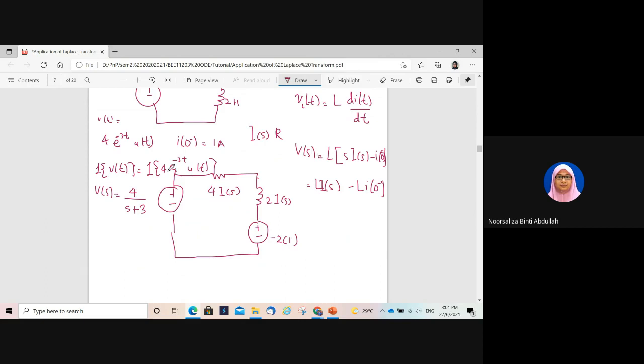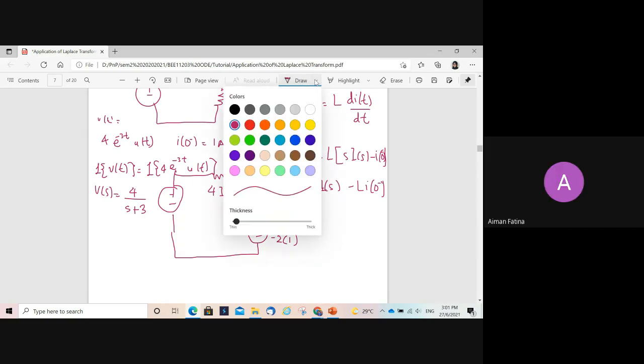Okay, ada soalan berkenaan ni? Madam boleh ulang balik yang part negatif 2 dekat voltage tu. Yang ni ke yang ini? Yang tu. Ni. Yang tadi pun okey. Ni. Okay.